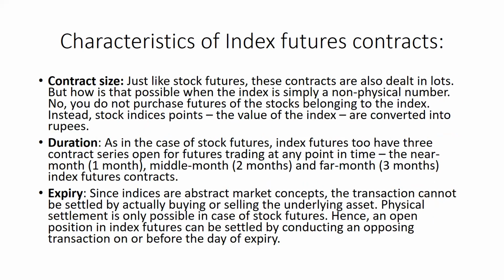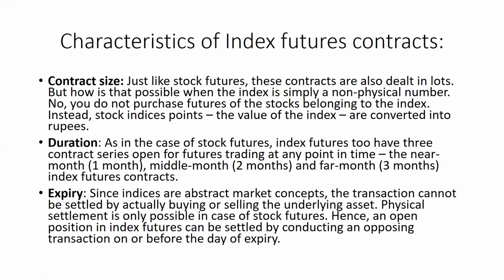But in case of index future, you cannot buy those stocks on expiry because an index is something which you cannot buy. So there will be a cash settlement. Physical settlement is only possible in case of stock futures, and an open index future position can be settled by conducting an opposite transaction. So basically it will happen as a cash settlement for index futures.